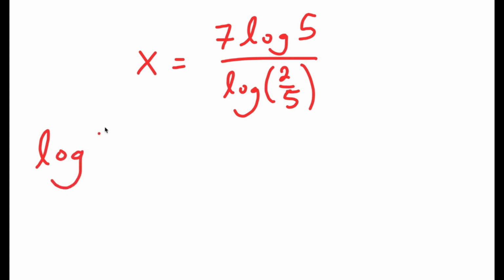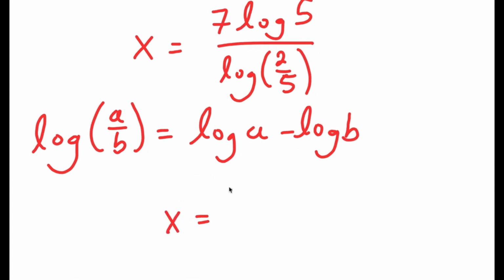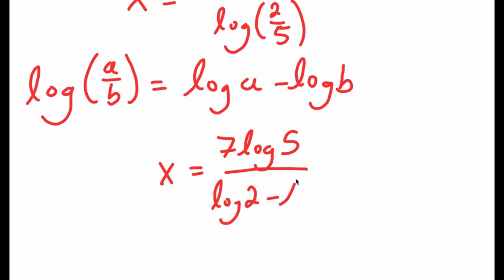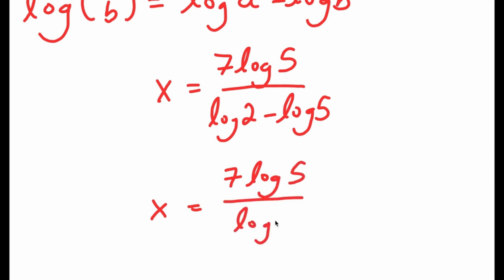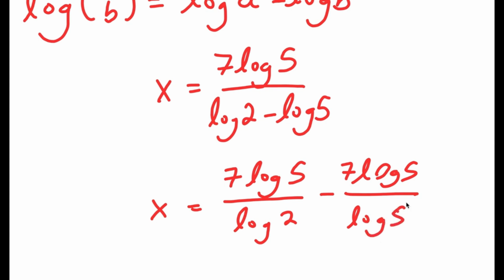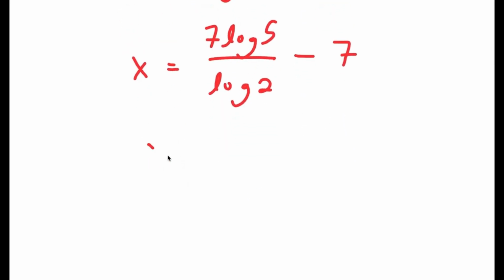So first off, if I have something in the form log a over b, this is equal to log a minus log b. So log 2 over 5, that's going to equal log 2 minus log 5. And now from here, I get 7 times log 5 over log 2 minus log 5, minus 7 times log 5 over log 5. And these two cancel out, so I get 7 times log 5 over log 2 minus 7. And this is the same thing as 7 log base 2 of 5 minus 7.